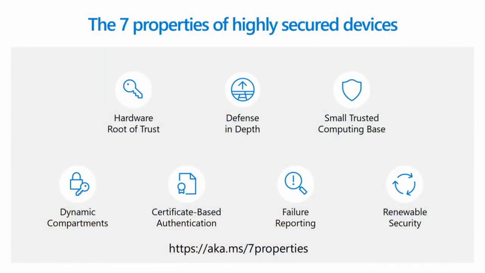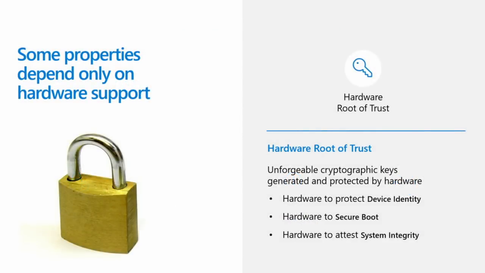One of the most important things, though, is that someone who's not a security expert, at the very least, could take these 7 properties and just ask, do I have the 7 properties? Do I have a hard root of trust in my device? Do I have certificate-based authentication? And if they don't, they can start to ask, why not? So that's properties. I want to talk in detail about a couple of them.